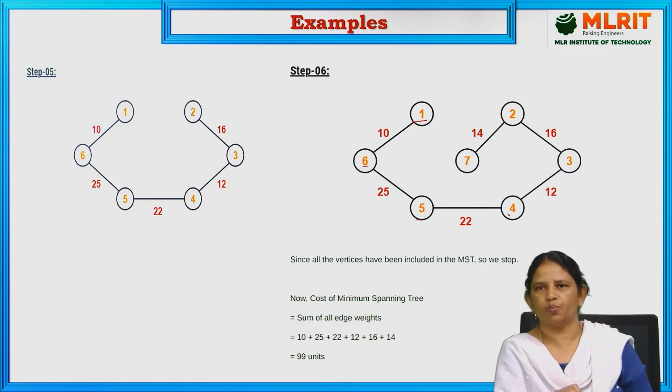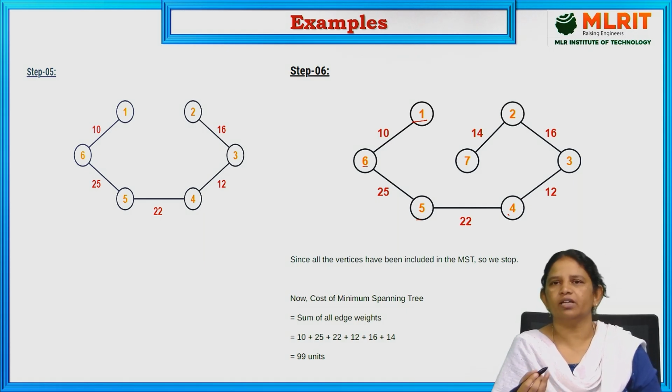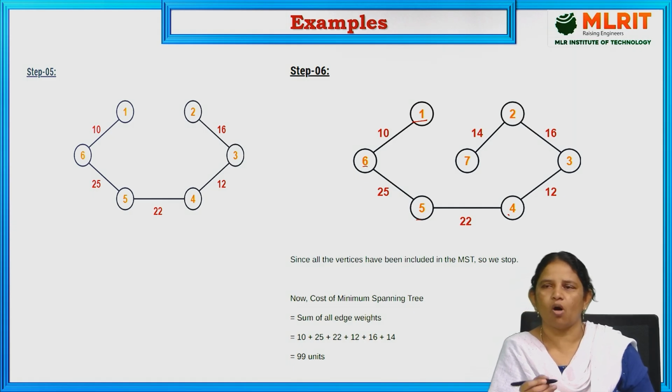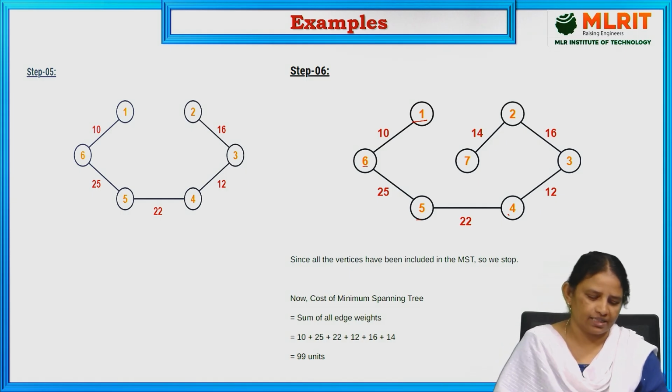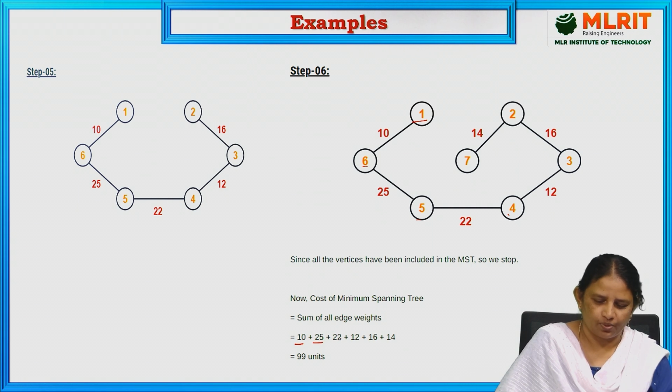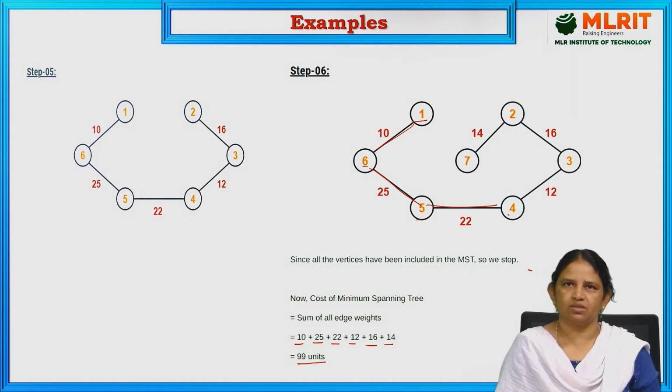Once we stop the process, then we have to find out the total cost of the spanning tree. How to find the total cost? By summing up all the weights present on the edges. That is 10 plus 25 plus 22 plus 12 plus 14 plus 16. That is 10 plus 25, 35, 57, 69, plus 30. That is 99 units. 99 is the total cost of the spanning tree.